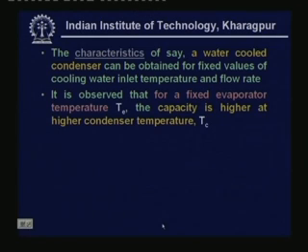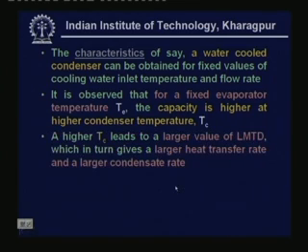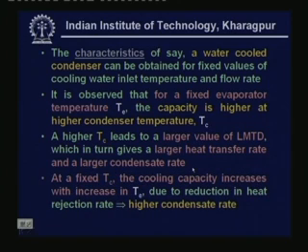So, as I said, it is observed that for a fixed evaporator temperature TE, the capacity is higher at higher condenser temperature. A higher condenser temperature leads to a larger value of LMTD, which in turn gives a larger heat transfer rate and a larger condensate rate. And as I have already mentioned, at a fixed condenser temperature, the cooling capacity increases with increase in evaporator temperature due to reduction in heat rejection rate. This leads to a higher condensate rate, which will give you higher capacity.